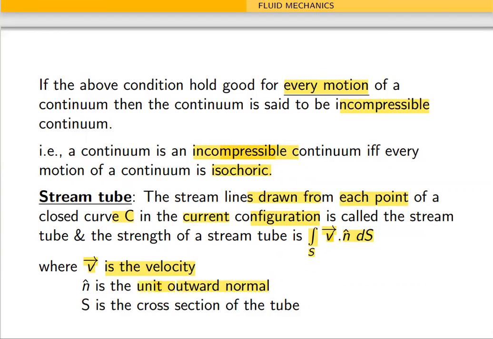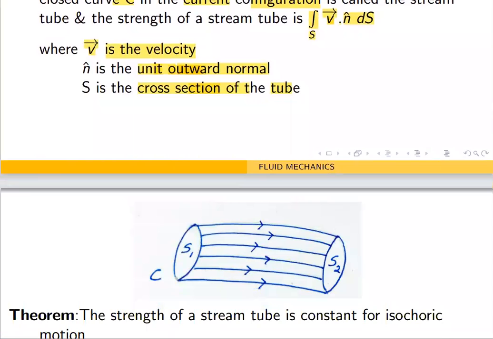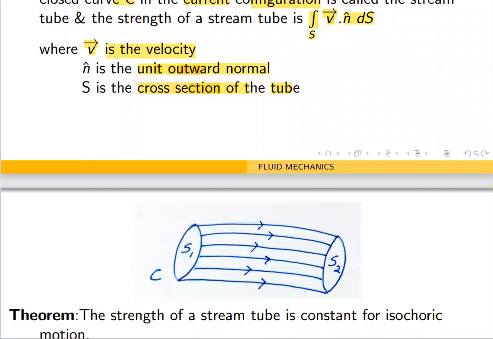Here small v vector is the velocity, and n is the unit outward normal, very, very important. It is the outward normal. And S is the cross section of the tube. Okay, yes, that's about the stream tube, the definition of the stream tube. Now, this is the stream tube. So we have, you can see, a closed curve. This is the closed curve.